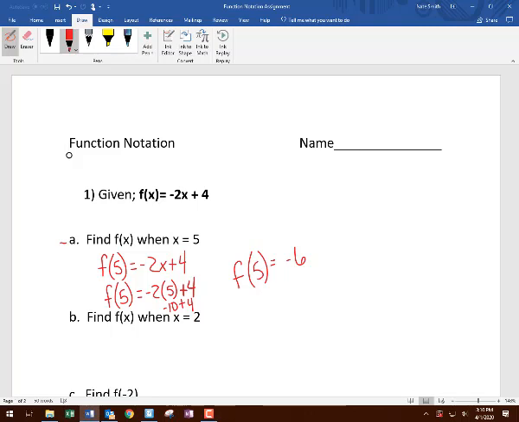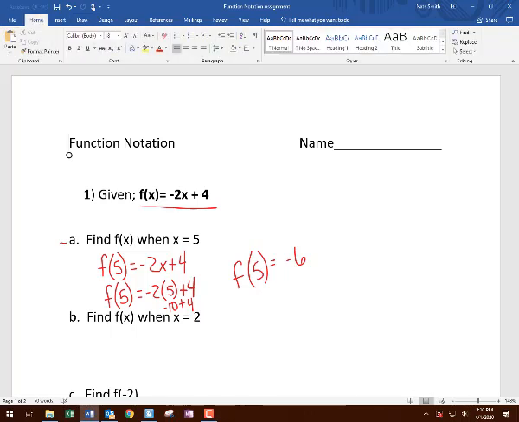Okay, so for every one of these, you're going to come back to this equation. You're going to use that equation to find out what f of x is. Now, x is going to be something different every time. Or maybe they give you the answer, and you have to solve for x. Okay, and so keep that in mind. That may be what needs to be done.